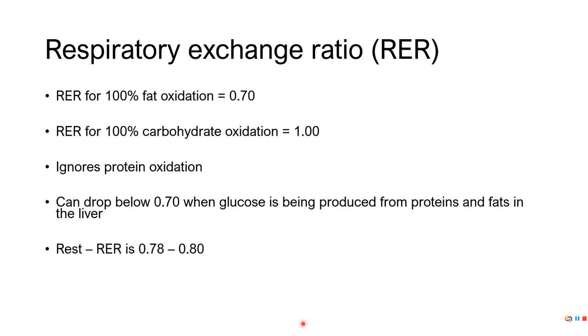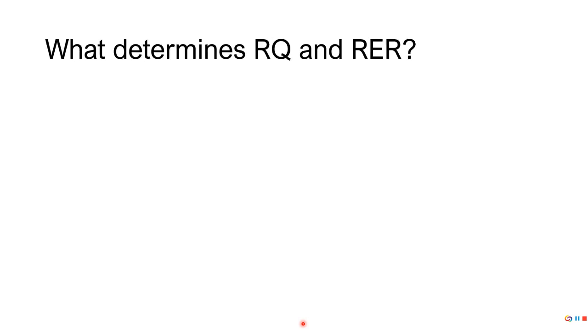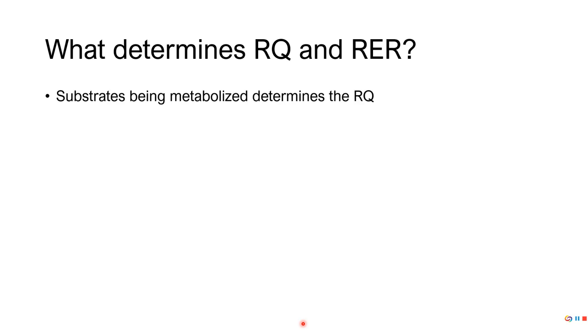Typically during rest, we're between 0.78 and 0.80, so it's mostly fats with a little bit of carbs sprinkled in there. At maximal exercise, we get up to 1.00, and we can in fact exceed 1.00, but this is something we'll talk about later on. Generally we're between 0.7 and 1.0. So what determines this? Well, what are you using for fuel? The substrates, specifically fats and carbs.